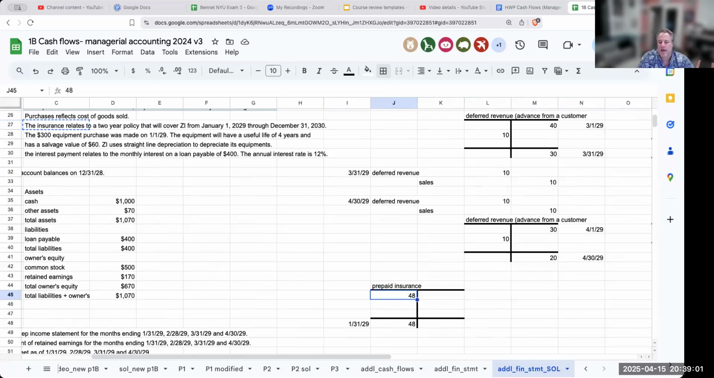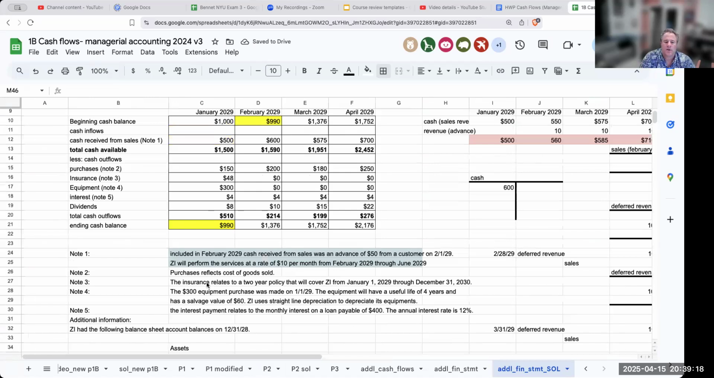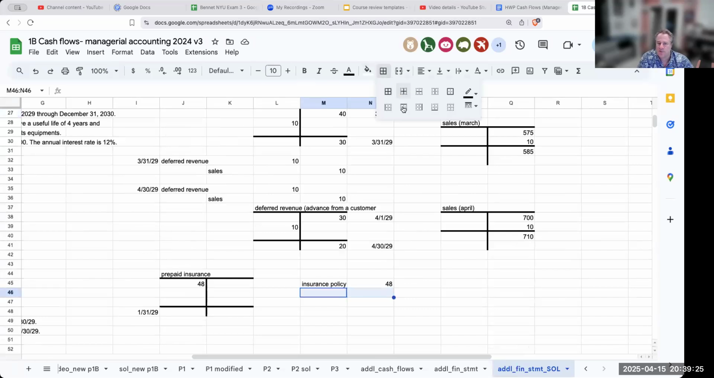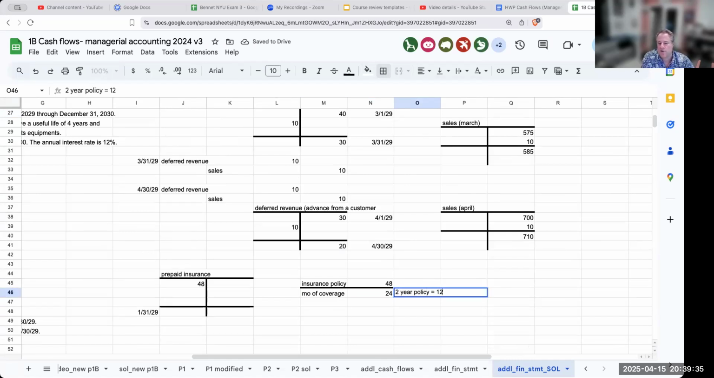This doesn't work because we've actually used up some of this policy. So how much have we used up? Well, the insurance policy was for 48, right? It's giving us a 2-year policy, so my months of coverage is going to be 24, or 12 months times 2, or the monthly amount of my insurance expense is going to be $2,000 per month.